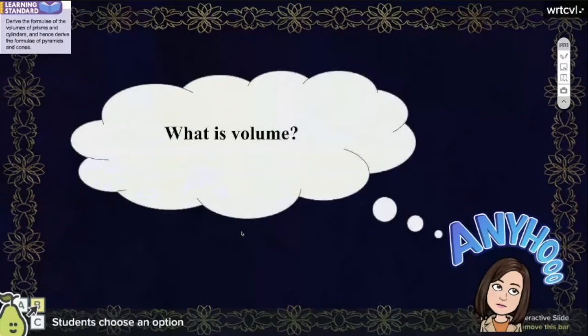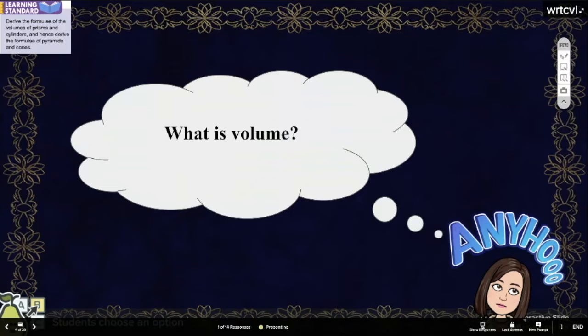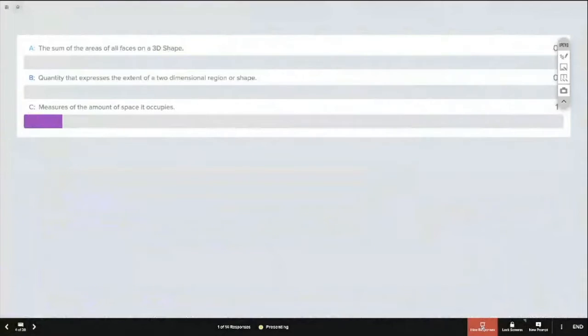So in your mind, what is volume? Morning, Kesha. What is volume? You can respond on my slide, choose your answer. There are selected choices of answers, A, B, C. Either the sum of the area of all faces on a 3D shape, or a quantity that expresses the extent of a two-dimensional region or shape, or a measure of the amount of space it occupies. So which one is the definition of volume?